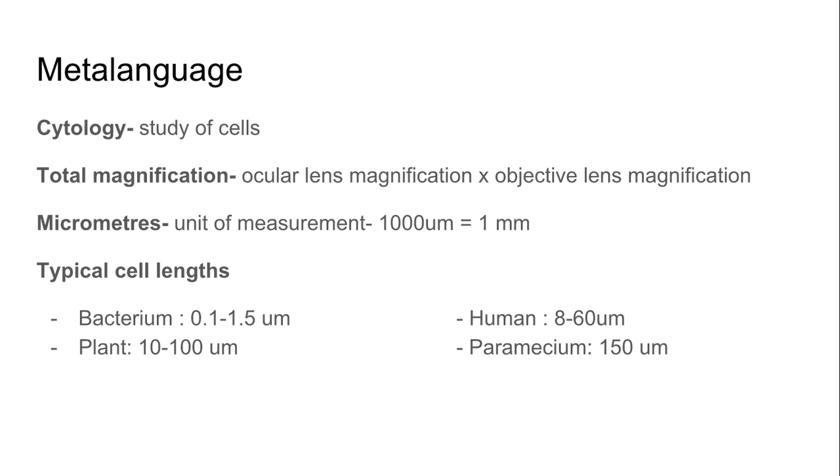Some typical sizes: bacteria range from 0.1 to 1.5 micrometers. A plant cell is between 10 and 100 micrometers. A human cell is between 8 and 60 micrometers, and a paramecium is the largest of those, at 150 micrometers.